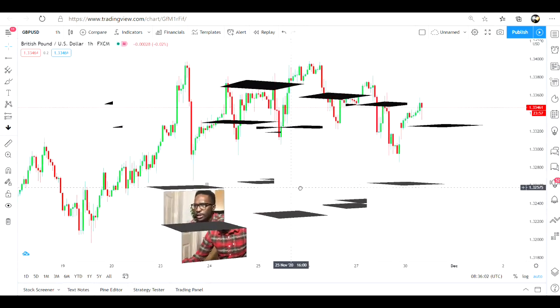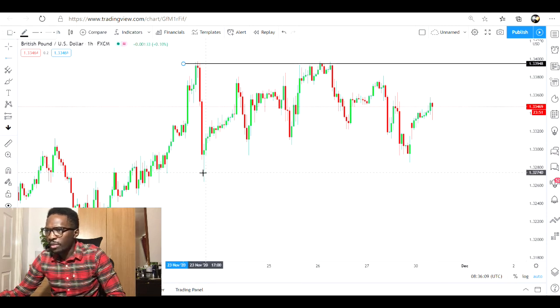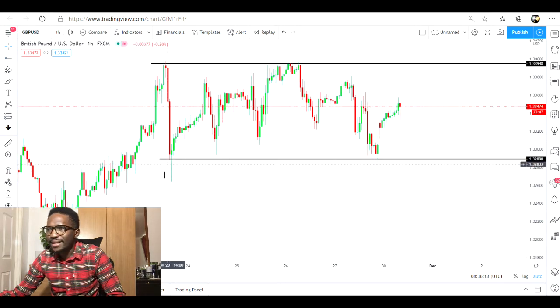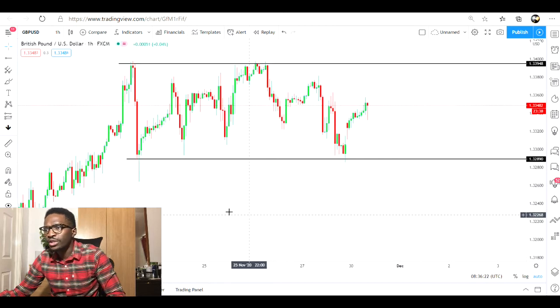I've got my chart here on the 1 hour time frame, and the first thing I want to point out to you guys is the little consolidation that the market has come into here on the 1 hour time frame. So you can clearly see that the market has been bouncing off between these two levels. So that should tell you straight away how you need to approach this market.